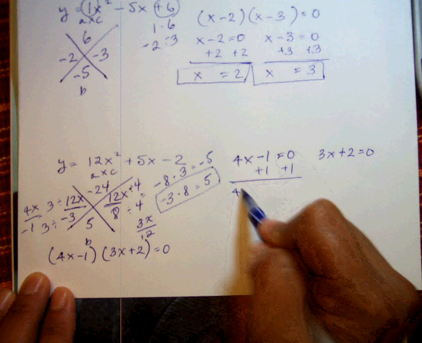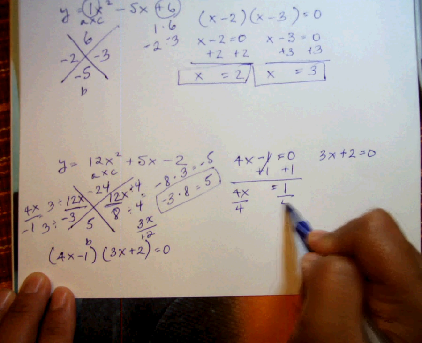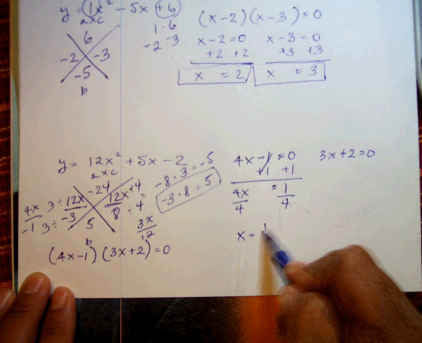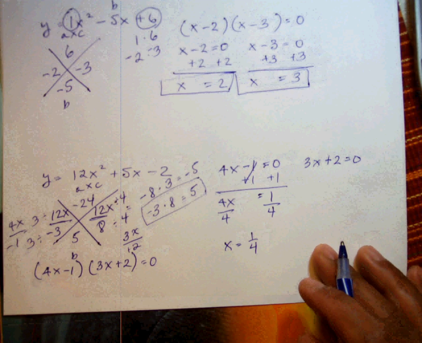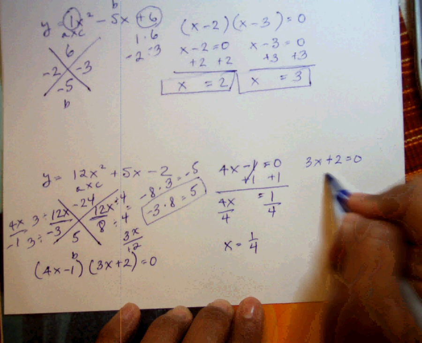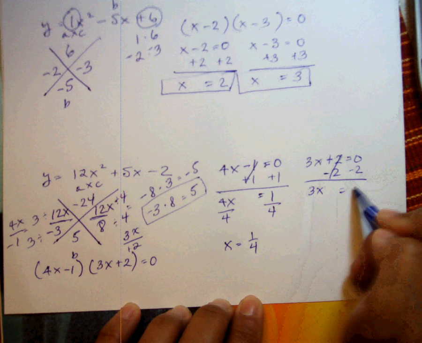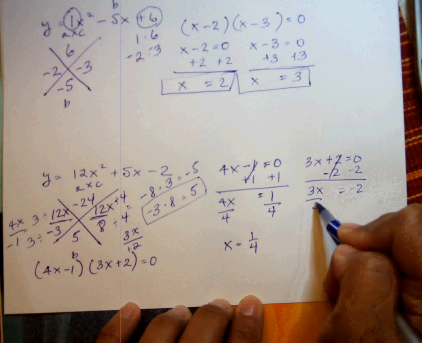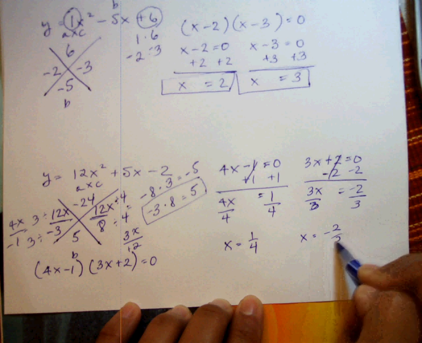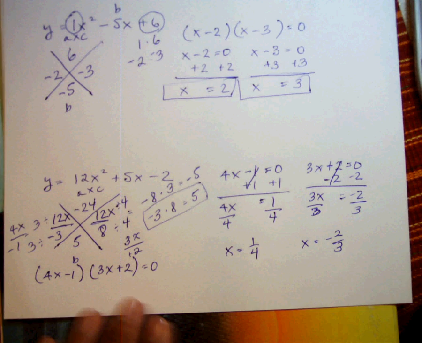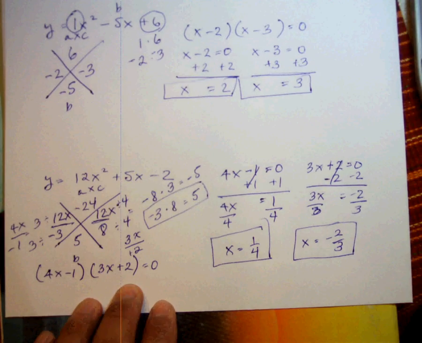4x is equal to 1, then divided by 4. x equals 1/4, or you can say 0.25, it doesn't matter. And then I'll do the same thing for the other one. Minus 2, 3x equals -2, divided by 3, x equals -2/3. And these are your solutions, your zeros, and your x-intercepts.